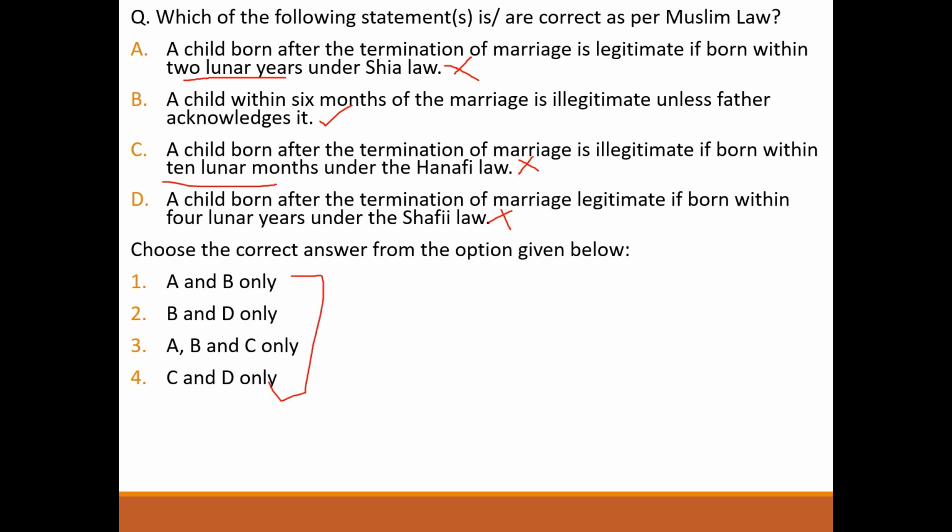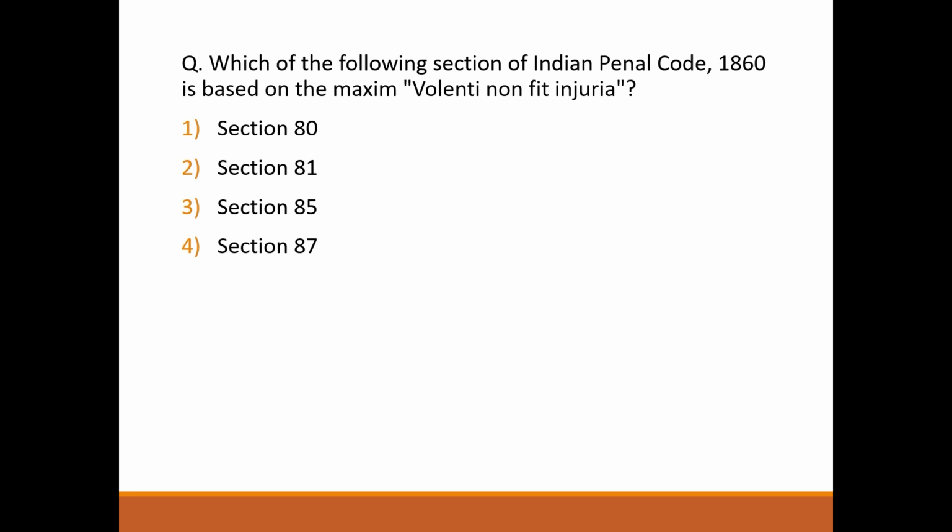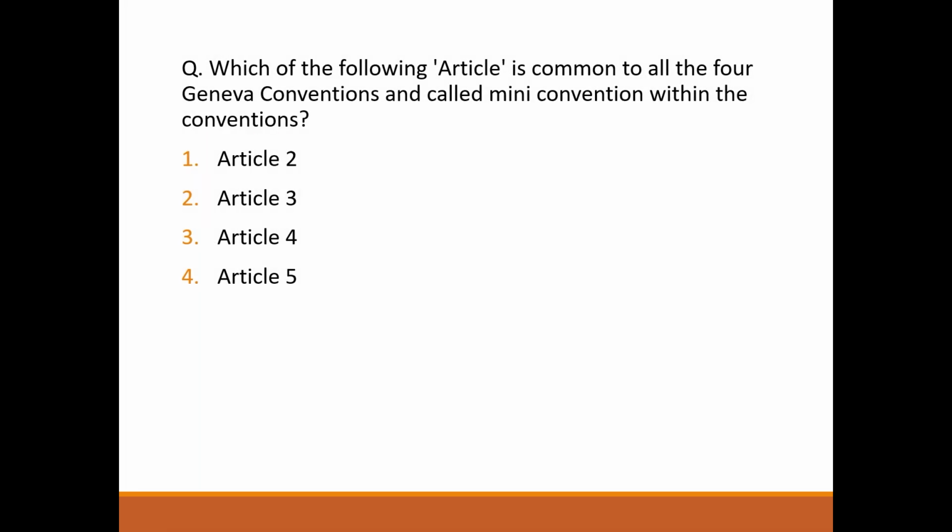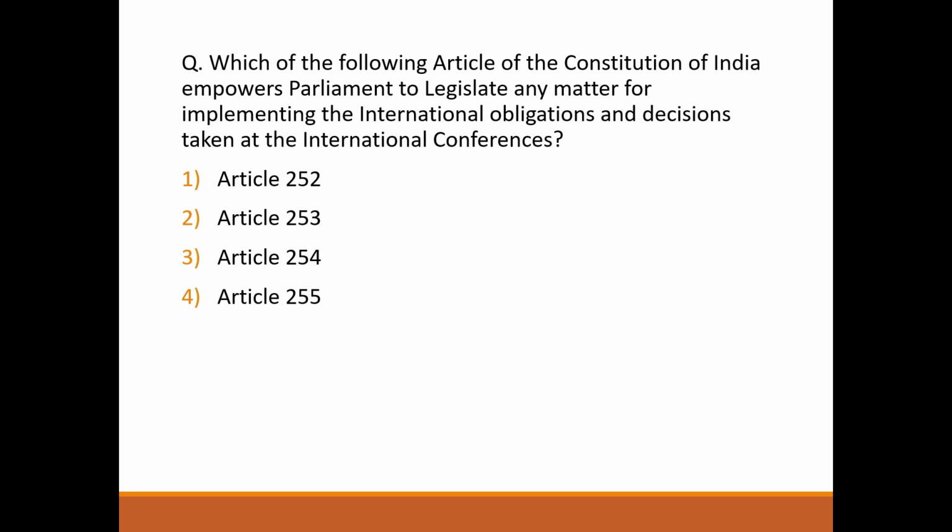Next question. Which of the following section of IPC is based on the maxim volenti non fit injuria? It's option number 4, section 87. Next question. Which of the following article is common to all the 4 Geneva Conventions and called mini convention within the conventions? It's option number 2, Article 3. Next question. Which of the following article of Constitution of India empowers Parliament to legislate any matter for implementing the international obligations and decisions taken at the international conferences? It's option number 2, Article 253.